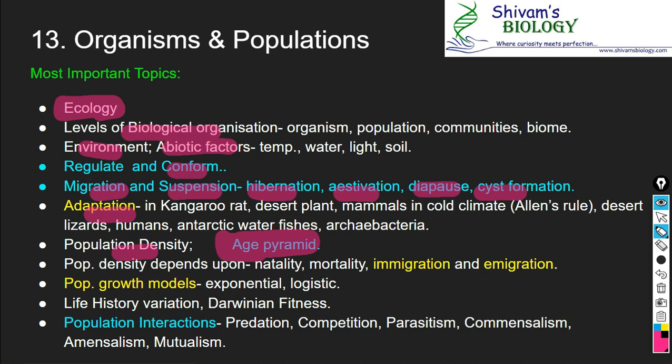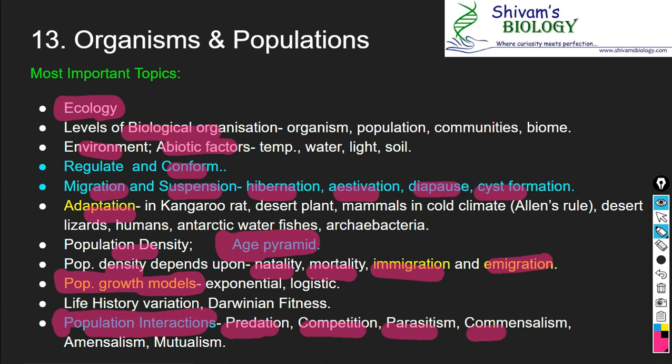the factors upon which population density depends, these factors like natality, mortality, immigration and emigration, these are important topics. Population growth models, very important topic for your board exam. Life history variation, Darwinian fitness, these are some other topics that are important. Population interactions like predation, this is a very important topic. Population interaction, predation, competition, parasitism, commensalism, amensalism and mutualism, these are very important topics. So these were the most important topics from this chapter.